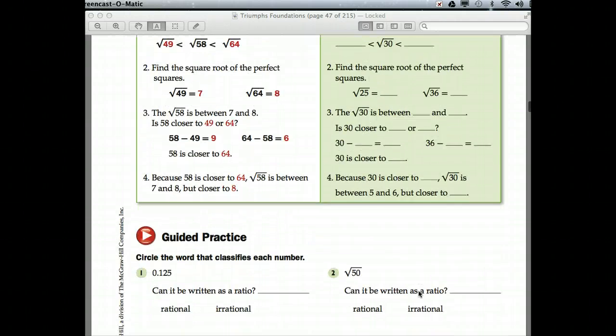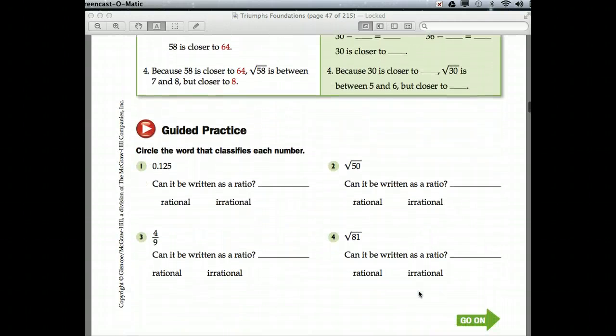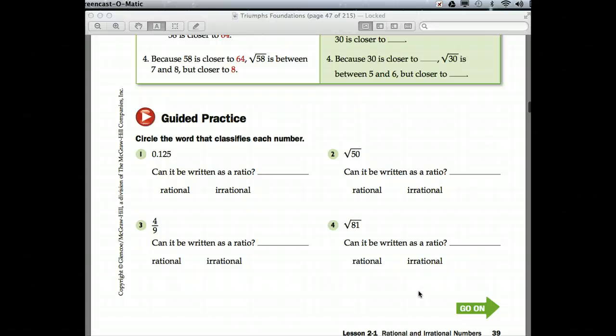So let's put this in practice. Let's do a little guided practice together. I want you to pause the video and work these problems, and then turn it back on when you get those blanks completed, and we'll go over the answers together.